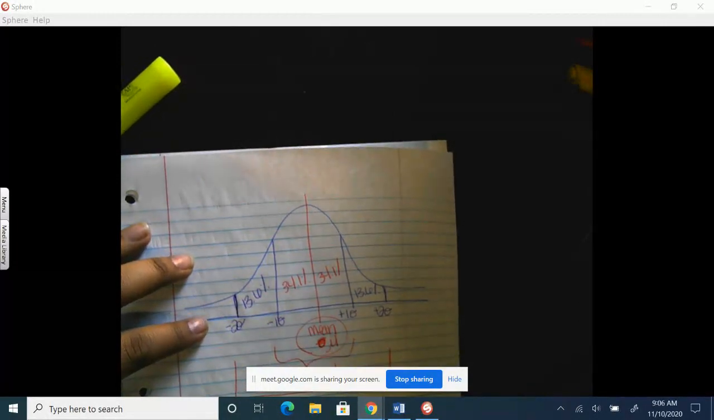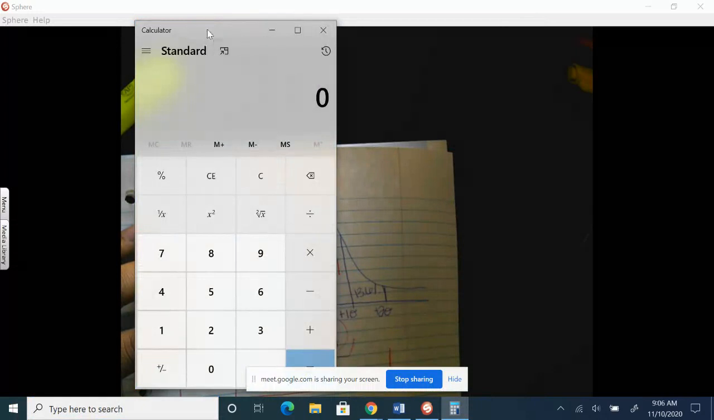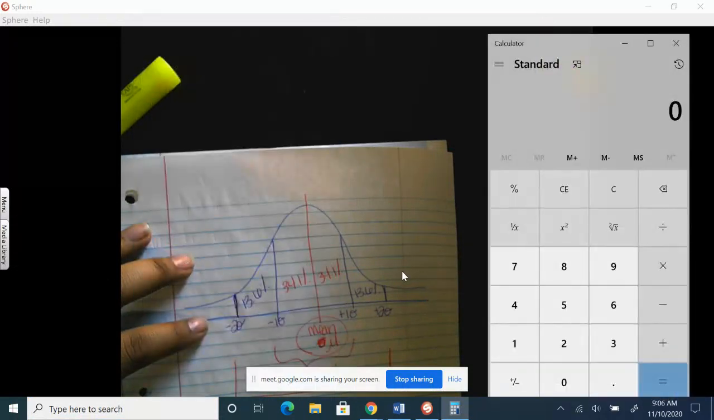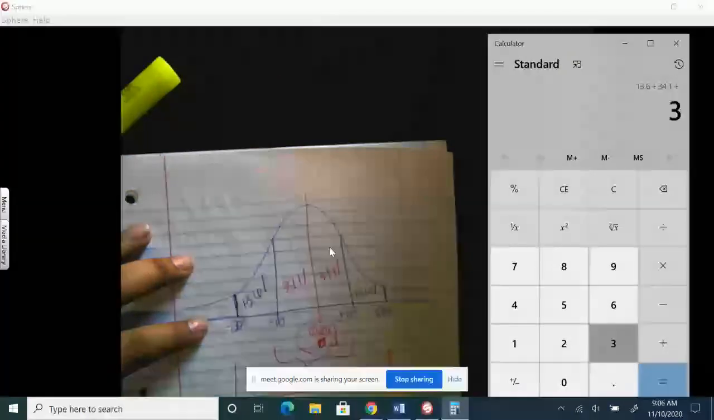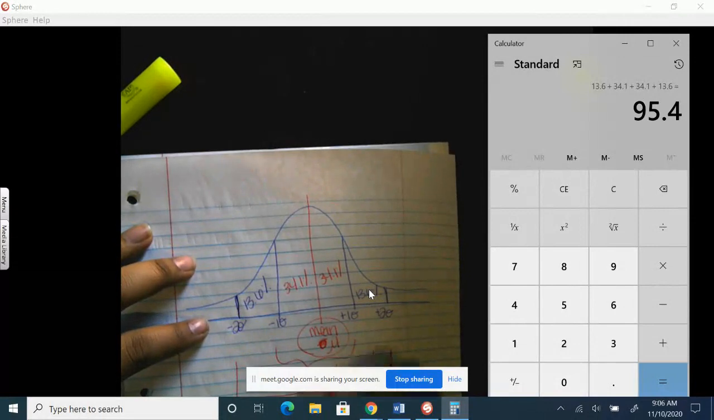If we add those up, let me bring the calculator so we can see it together. Okay. So 13.6 plus 34.1 plus 34.1 plus 13.6. You will see that that's the majority of the population now. Within 2 standard deviations, that's 95.4% of all the values.